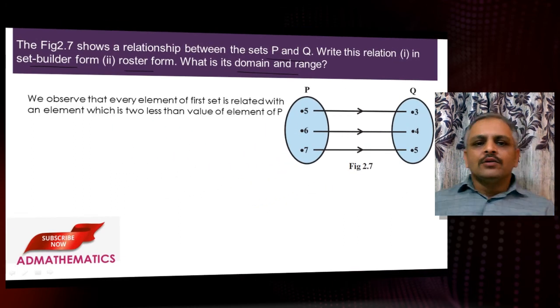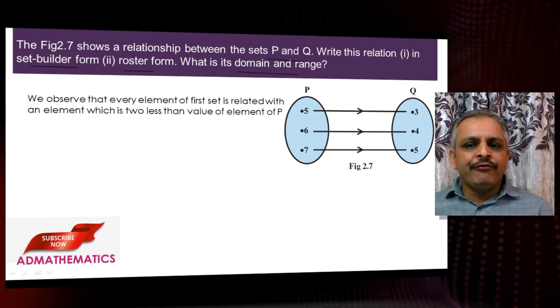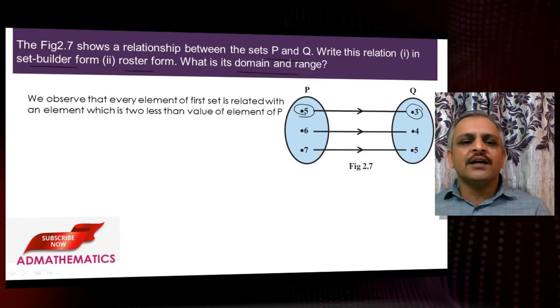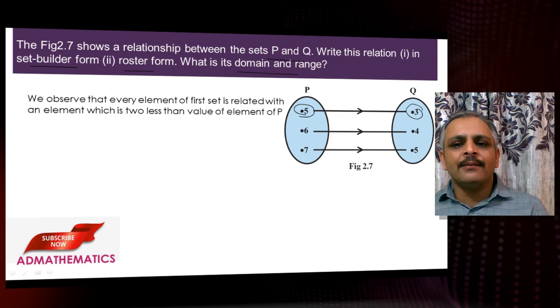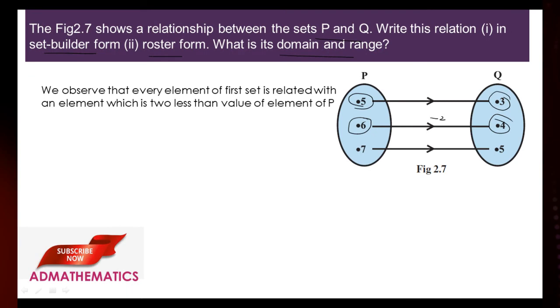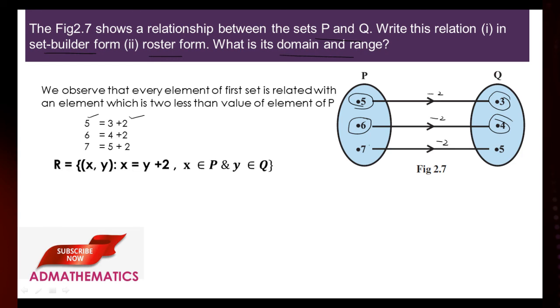Okay. So when we observe, every element of P is associated with Q in such a way that P is 2 more than Q. Or you can say that Q has the value 2 less than elements of P. Similarly, 6 is associated with 4, that is minus 2. 7 is associated with 5, again minus 2. So you can say that elements of P are 2 more than elements of Q. Correct? And this can be written as the relation between x and y where x is 2 more than y.